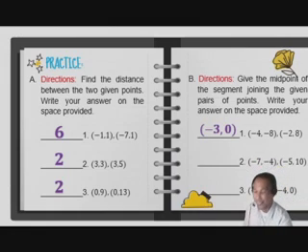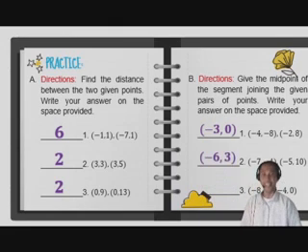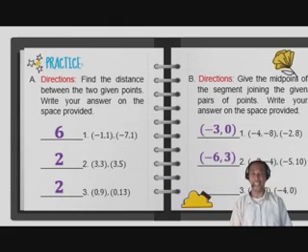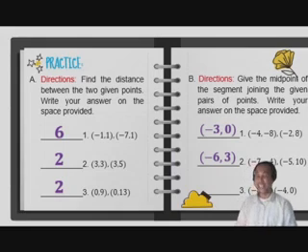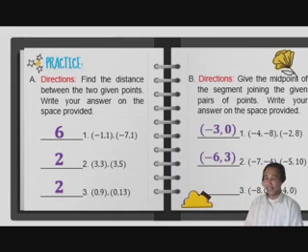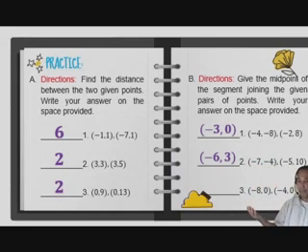Okay. Let's check your answer. The answer is negative 6, positive 3. I hope you got the correct answer. Let's proceed now to number 3. Number 3, we have negative 8, 0, and negative 4, 0. So, find the midpoint. Go!